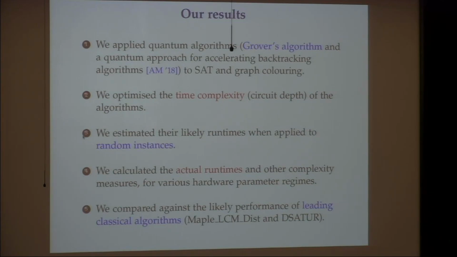And this is what we did here in the case of SAT. We took the winner of the SAT competition, I guess it's maybe 2017 now, 2017, 2018, which turned out to be this Maple LCM dist algorithm. And in the case of graph coloring, there isn't, as far as I know, a regular graph coloring competition, but there's a sort of benchmark algorithm which many people use, and it seems to be competitive with many other algorithms, called DSATUR, and that's the one we get compared against. Okay, and to figure out the likely performance of these classical algorithms, again, we ran them on small instances and tried to extrapolate upwards.